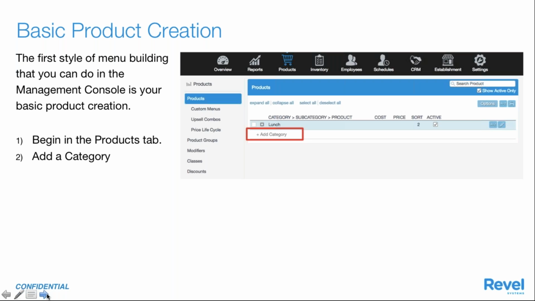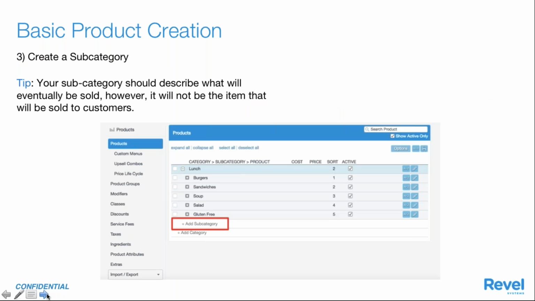Click on add category that is highlighted in the red box and type in the category and then click save. So for this example, you can see I've already created a category. Mine is called lunch, but again, this can be whatever you want pertaining to your business.